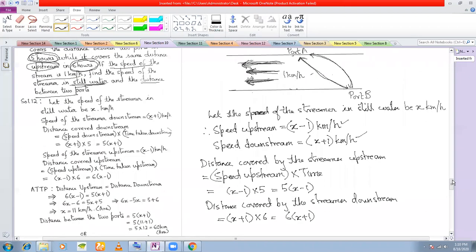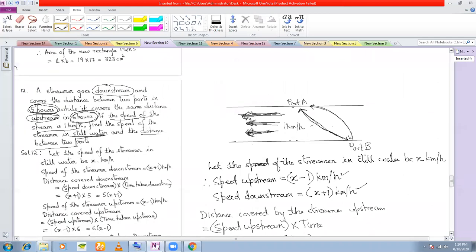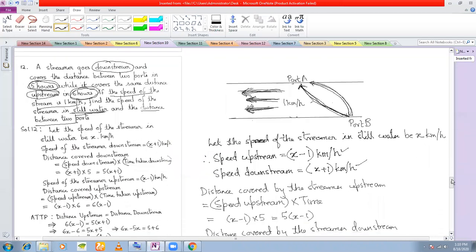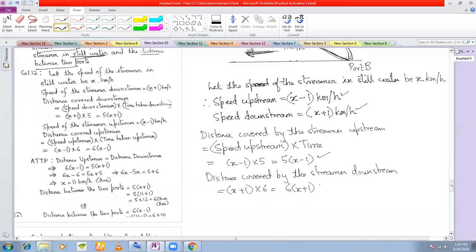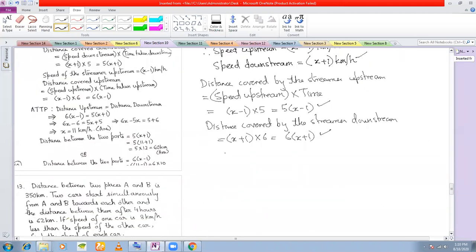Now see, the distance between port A and port B will remain the same whether you travel this way or this way, because it has a definite route, right? The streamer has a definite route. So the distance between the ports will remain the same. That means these two distances must be equal. So according to the problem, the distance traveled upstream must be equal to the distance traveled downstream. Now we shall solve this equation.